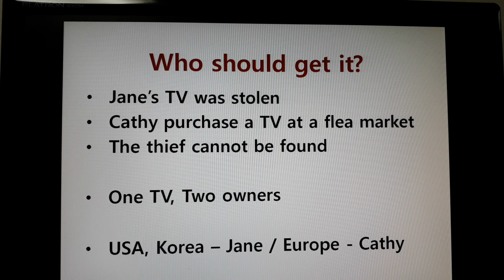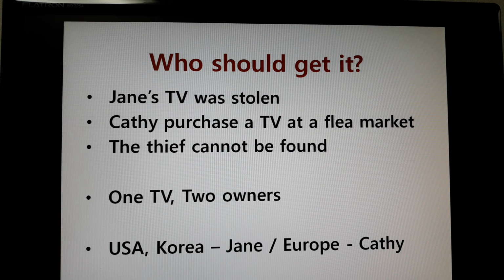So in the end, whether the police catch the thief or probably not, there's one TV. Jane can say, this is my TV because it was stolen. Kathy may say, I purchased it in the flea market. Okay? So whose TV is it? I say law and economics has a very strict criterion, the efficiency. Which would be the efficient rule? Rule number 1, give it back to Jane. Rule number 2, no, Kathy has the right, so Kathy keeps the TV.